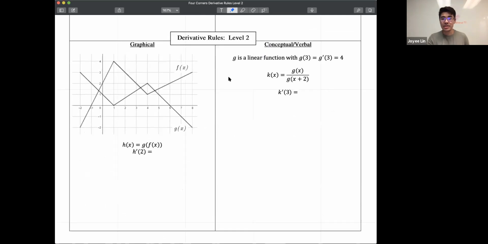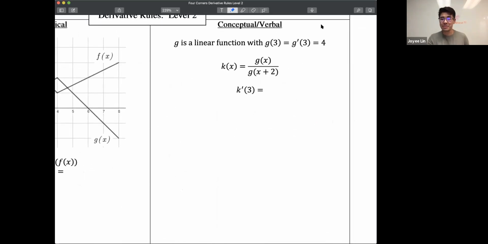Let's do this conceptual one. Okay, this one's a little bit of a step up. See if y'all can do that one. It says g is a linear function with g of 3 equal to g prime of 3 equal to 4. Find the derivative of k at 3.